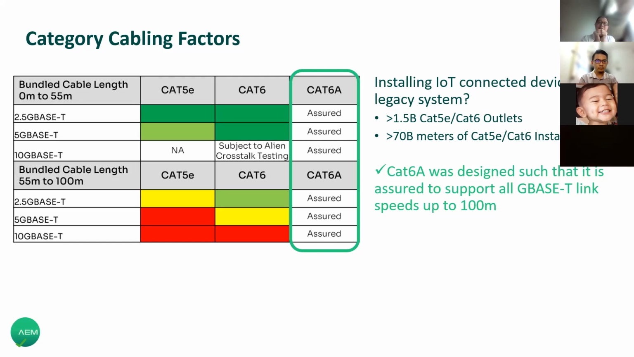So how to avoid this testing? Very simple way: use shielded cable. Once you use shielded cable, alien crosstalk should not be a thing anymore. You won't have any alien crosstalk. But with shielding, of course, you must make sure you do a proper job of shielding.